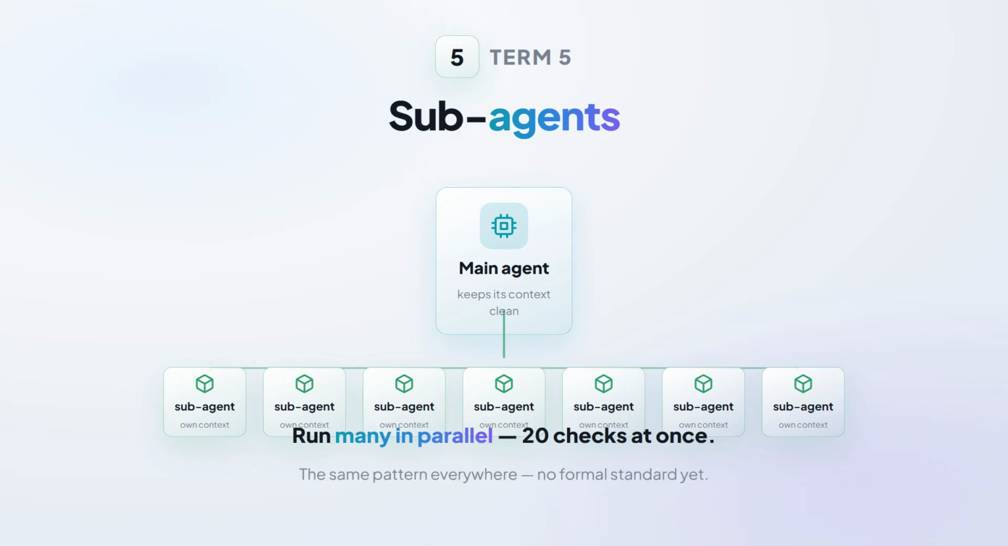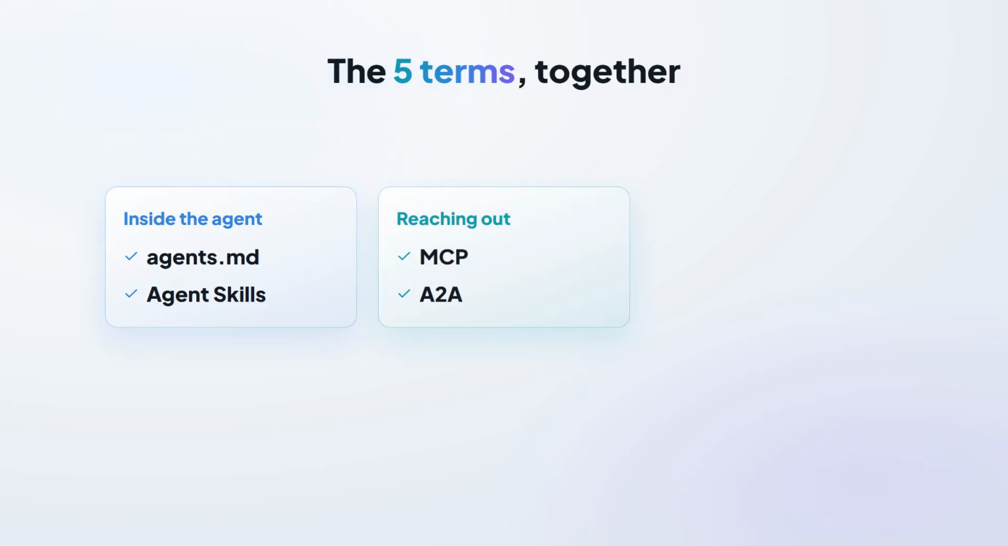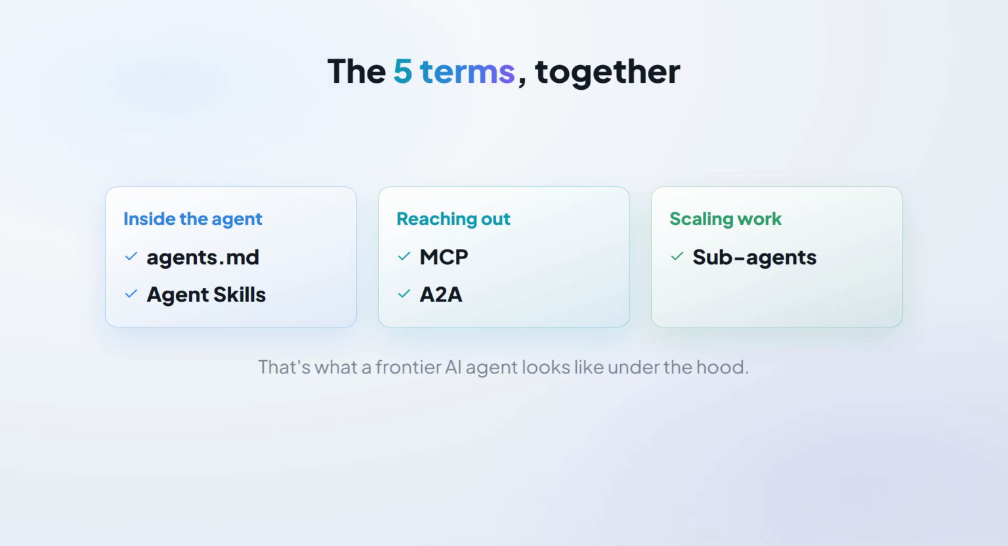There's no formal standard yet, but the pattern looks the same everywhere. A parent spawns children. Each gets its own context, does its work, and reports back. So there are your 5. Agents.md and agent skills live inside the agent and shape how it behaves. MCP and A2A reach outward to tools and to other agents. And sub-agents handle the work that won't fit in one context. Put them together, and that's what a frontier AI agent really looks like under the hood.